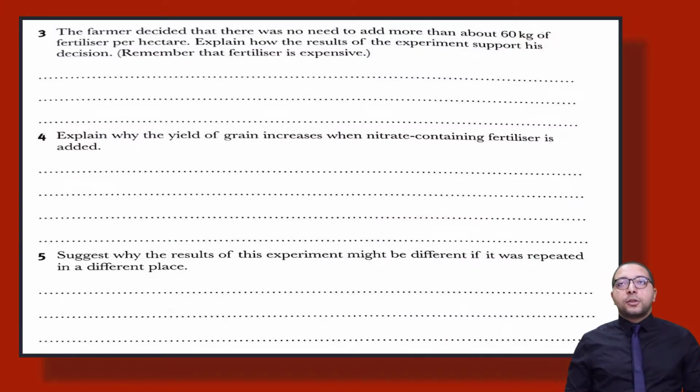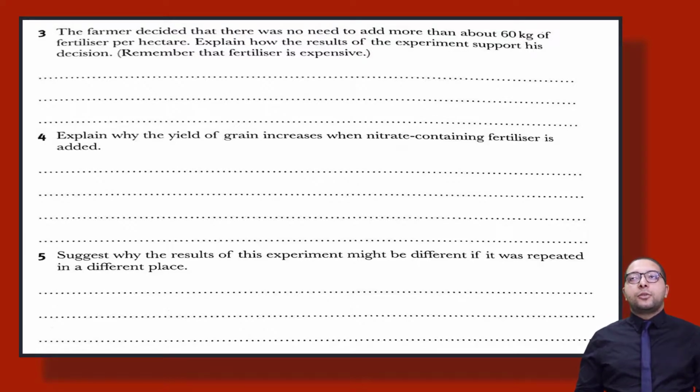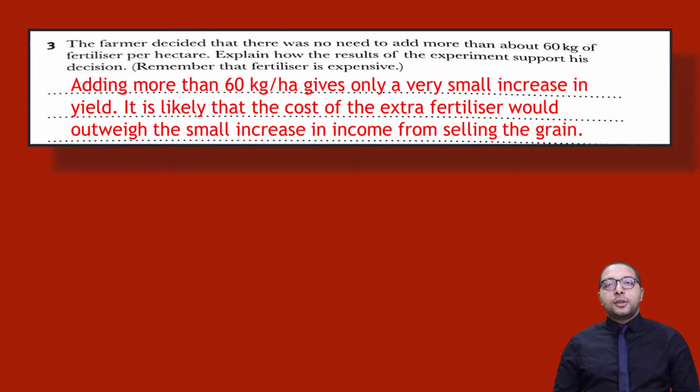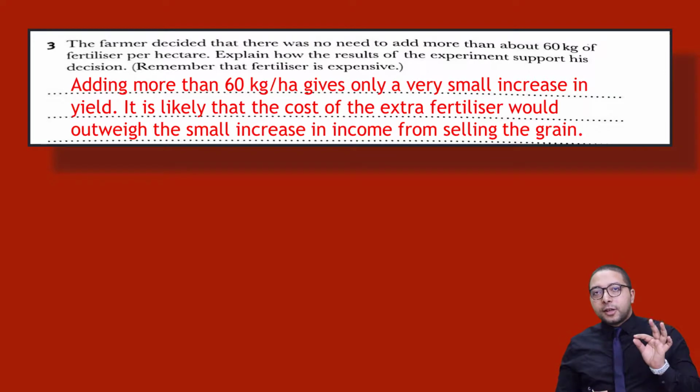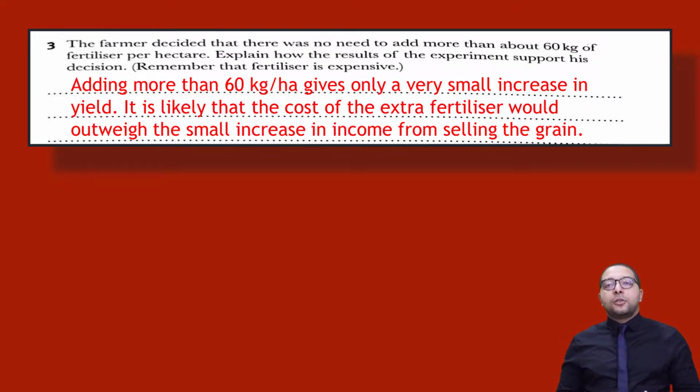Third question: the farmer decided that there was no need to add more than about 60 kilograms of fertilizer per hectare. Explain how the result of the experiment supports his decision. Because adding more than 60 kilograms per hectare gives only a very small increase in the yield. It didn't give you an extra result, but it gave you a slight increase in the yield, and this is going to increase the cost but is not going to return an income for the farmer.